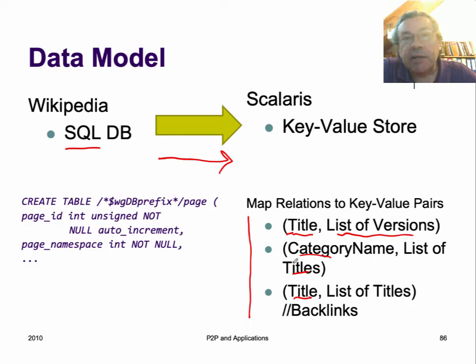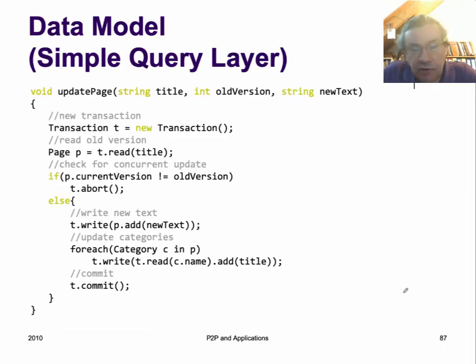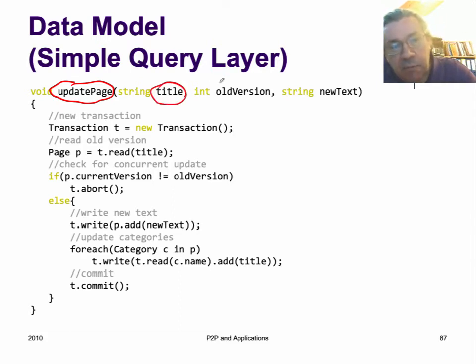We also have the links on the page. For each page title, we have another list of titles. Then we can use this to build transactions that perform the Wikipedia operations. For example, here is an update page operation. We have a string, the new value of the page, the old version of the page, the title of the page, sorry, the new text for the page.